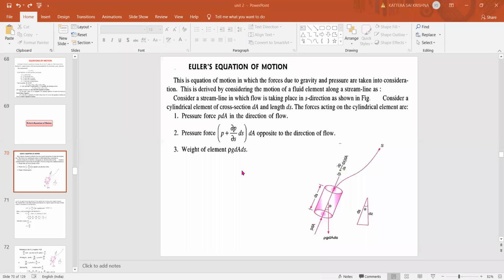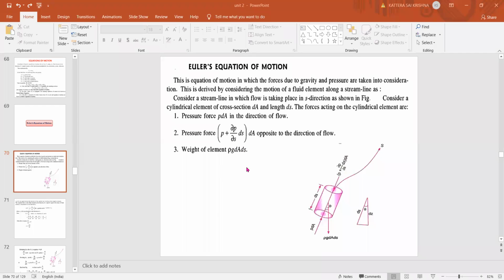What is the formula for weight? Equal to m into g. So the mass of this fluid element is nothing but density into volume here. So ds into dA becomes the volume of the cylindrical element. dA is the cross-sectional area. If you multiply with the length, you'll get the volume. So the weight of the element is density into g into dA into ds, volume.